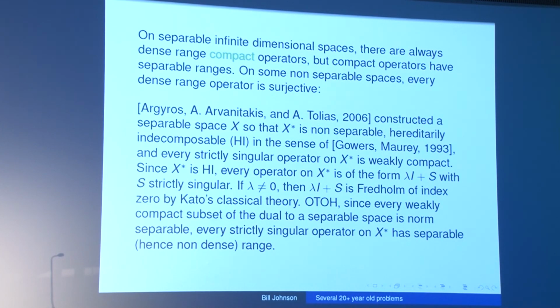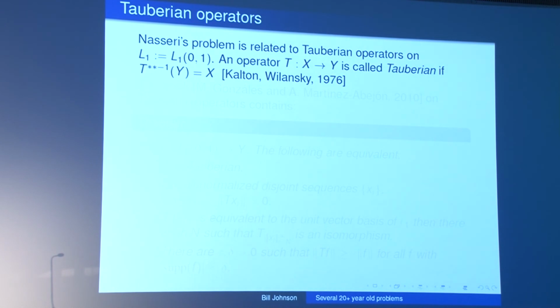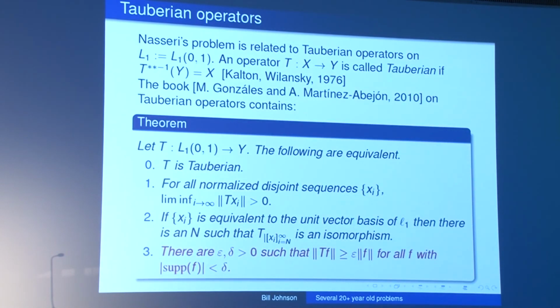So this looked like a non-trivial problem, but it's also equivalent to a problem about Tauberian operators on L1. So this is a deceptively simple concept. A Tauberian operator just means a condition on the second adjoint. However, a whole book has been written about this concept by Gonzalez and Martinez-Abejon.